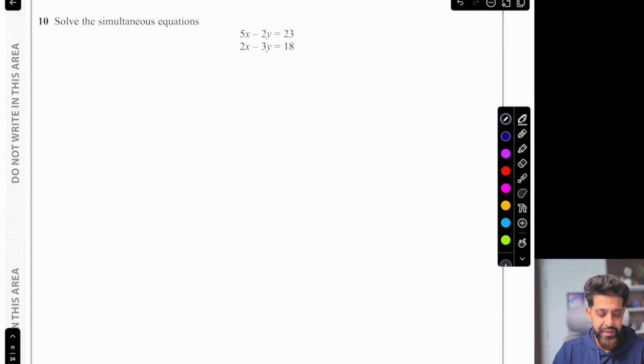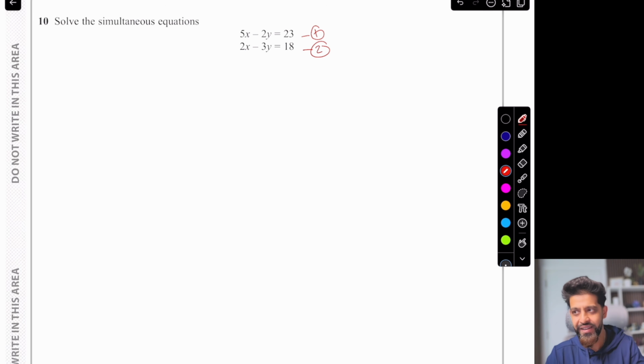Right, we've got question number 10, simultaneous equations. First things first, label them 1 and 2. The amount of times I see students who don't label them, and then I'm like, what's this one? You can just say equation number 1 or equation number 2.